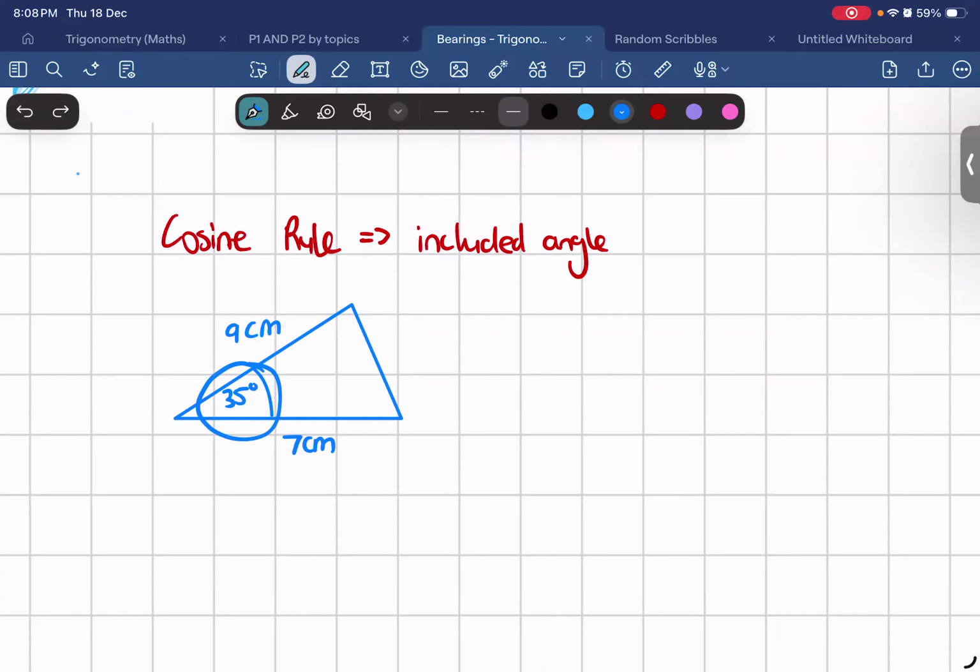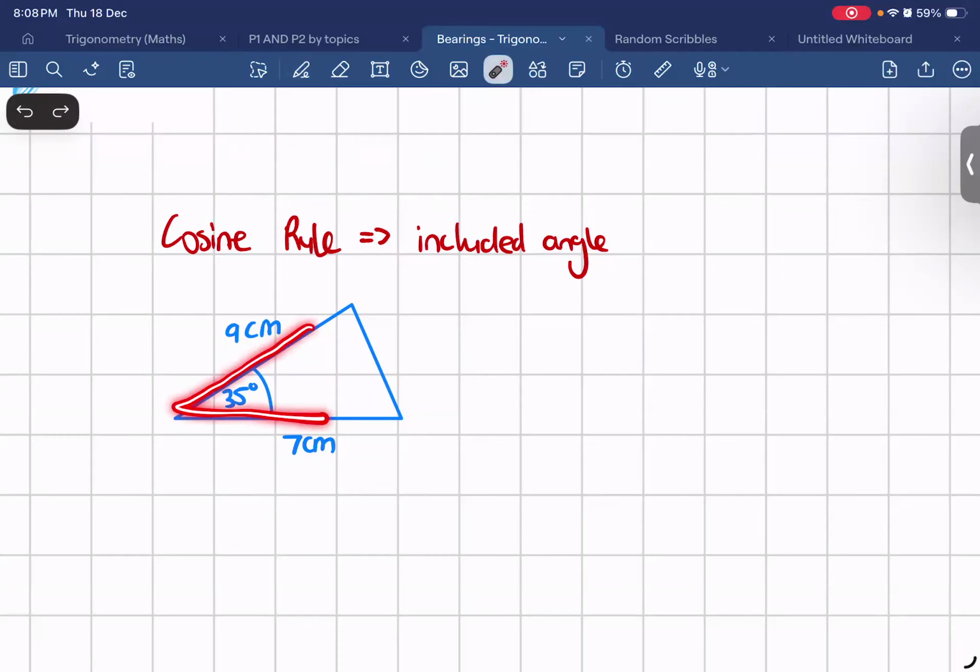So, Faith, you see how we know the length is 9 here and we know the length is 7 here? Aren't those the adjacent sides of the angle? Yes, sir, they are. Exactly. So anytime you have that situation, you can use the cosine rule.